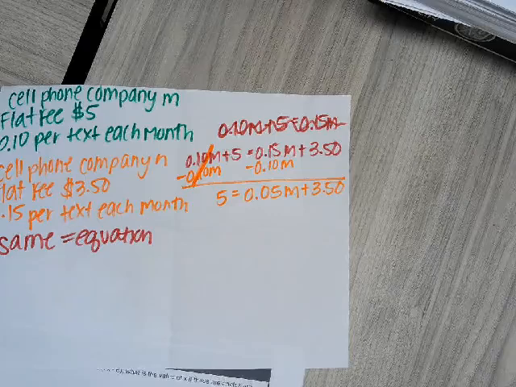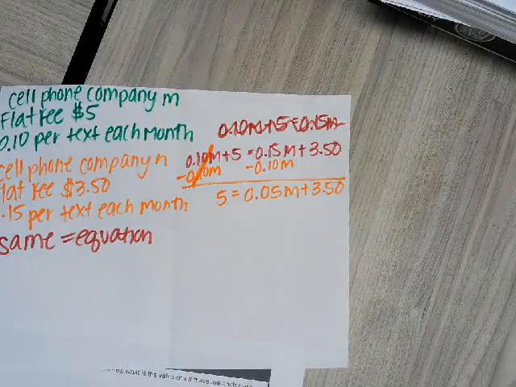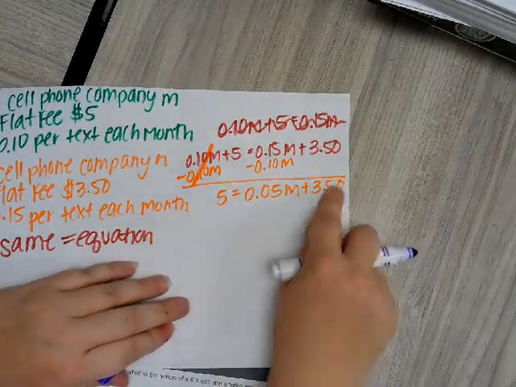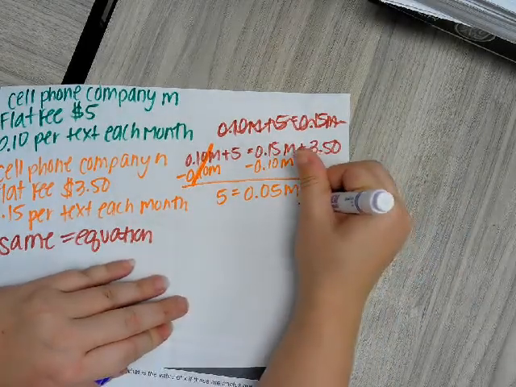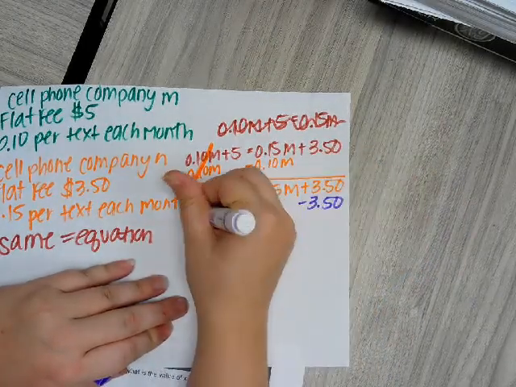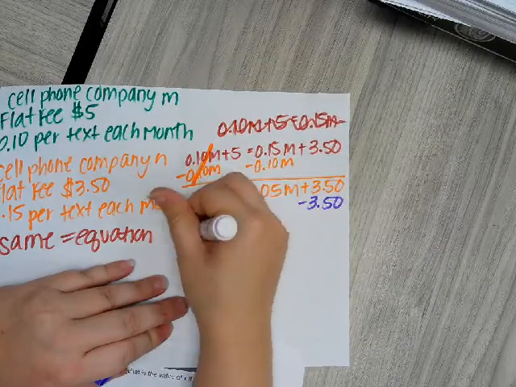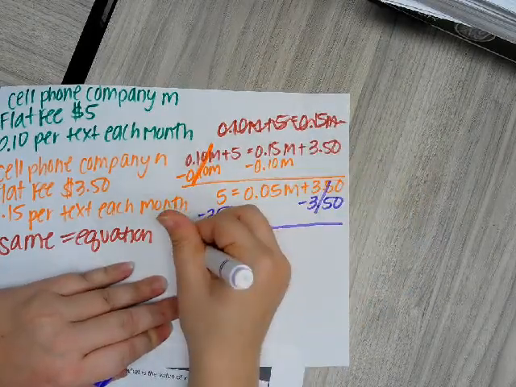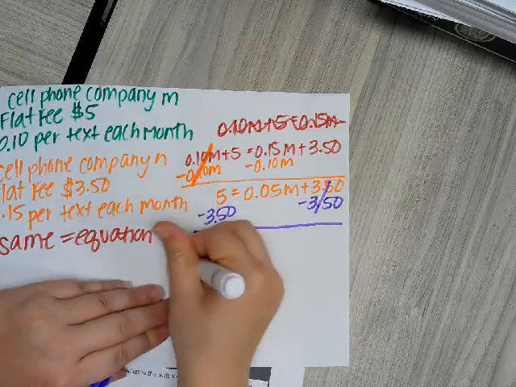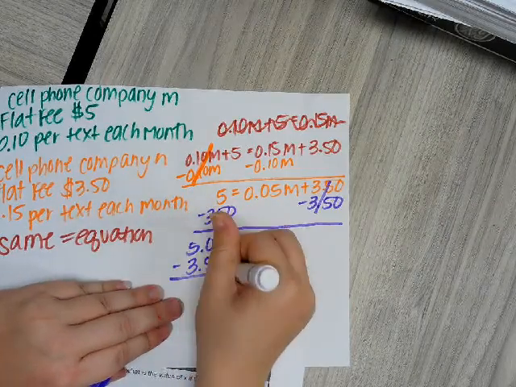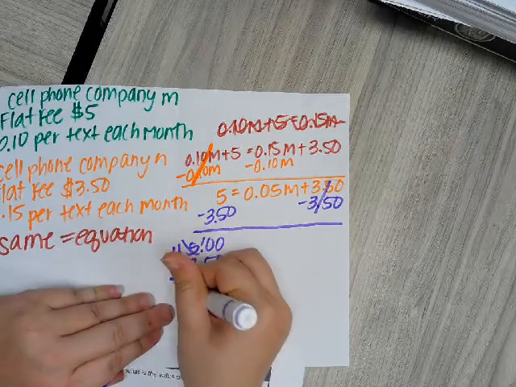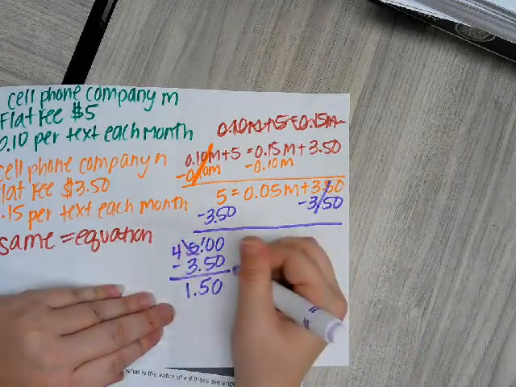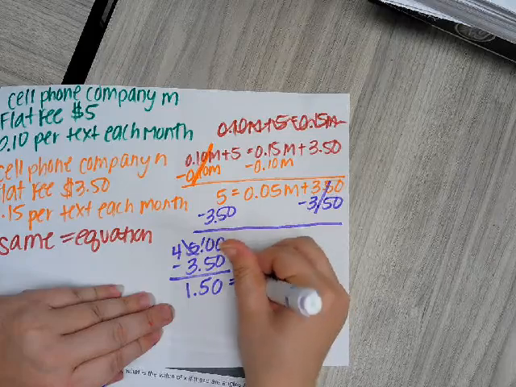Now I have to move my constants. So the inverse to plus 3.50 is minus 3.50. So if I have $5 minus 3.50, that's 1.50. So 1.50 equals 0.05m.